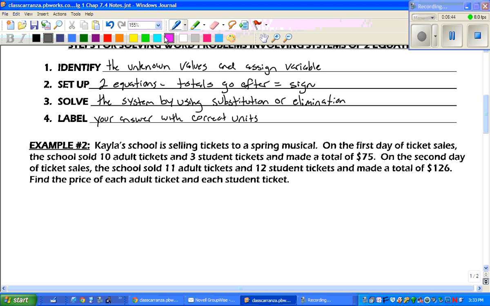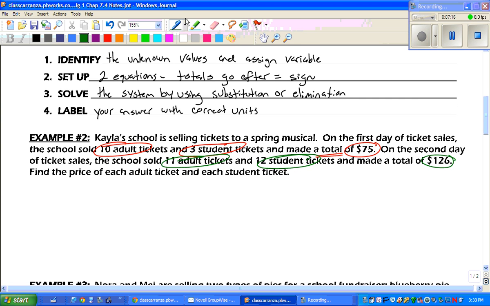Okay, so example number 2. Kayla's school is selling tickets to a spring musical. On the first day of the ticket sales, the school sold 10 adult tickets, 3 student tickets, and made a total of $75. On the second day, the school sold 11 adult tickets, 12 student tickets, and made a total of $126. Find the price of each adult and student ticket.